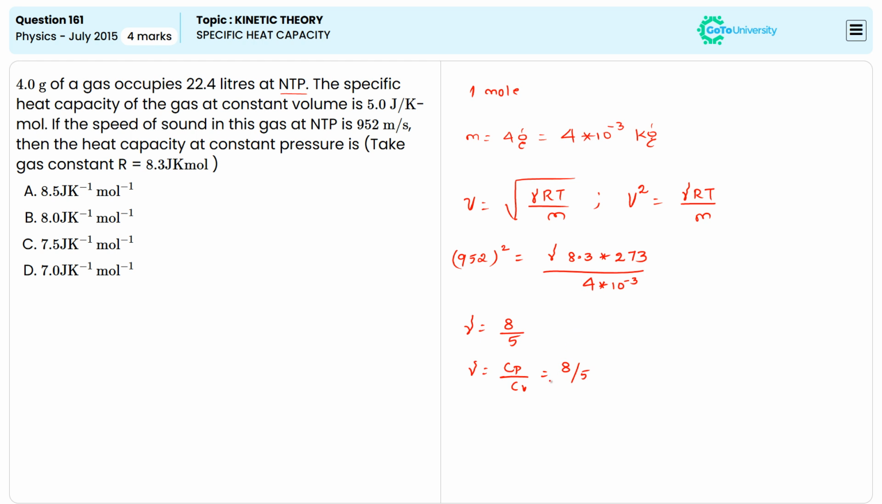Given Cv is equal to 5 joules per kilomole. Then we get the value Cp is equal to 5 into 8 by 5, which is nothing but 8 joules per kilomole. Then the answer for this question is option B is the right answer.